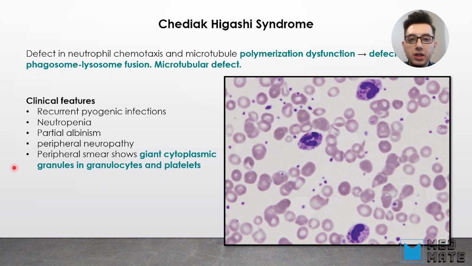And a very important thing that I have to mention here is that in the peripheral smear of patients with Chediak-Higashi syndrome, we can observe giant cytoplasmic granules in granulocytes and platelets. You can see here on these slides that these granules are formed because the Golgi apparatus is producing all of these granules, but because there is a microtubule defect, they cannot traffic these granules to the different parts of the cell, and they accumulate in that part, and that causes the formation of giant cytoplasmic granules in the cell.